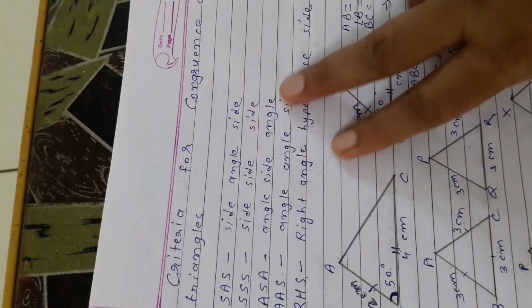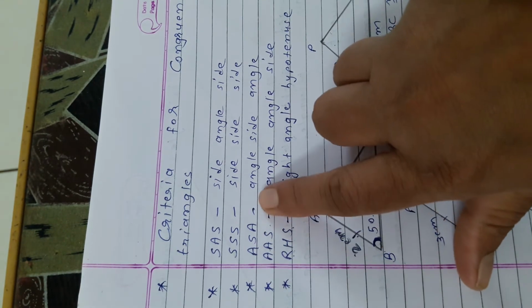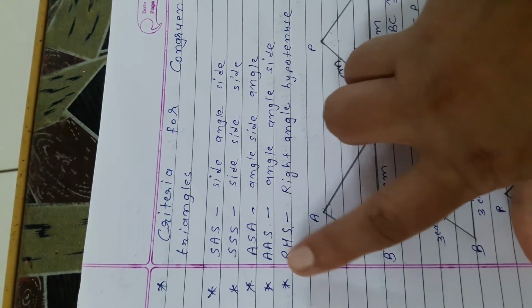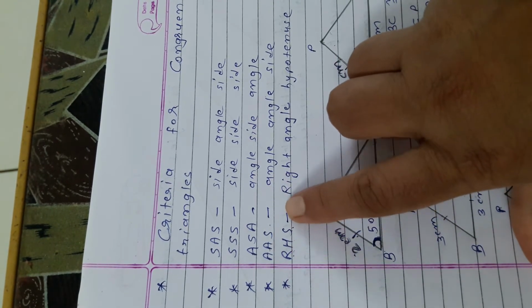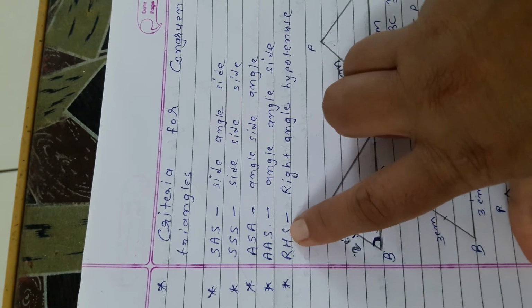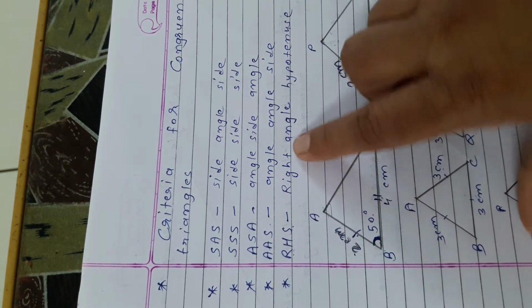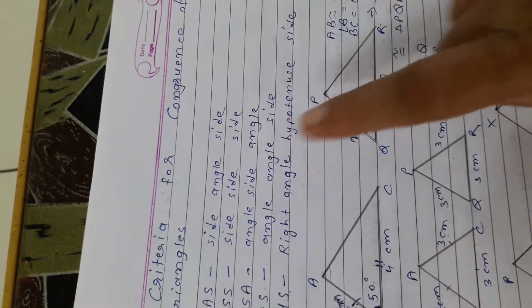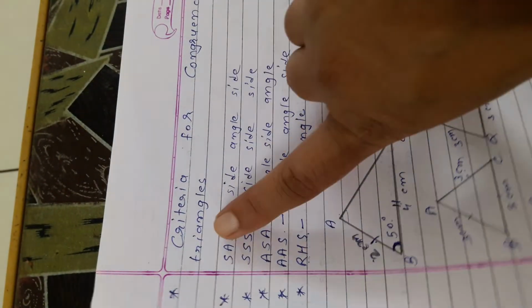So these are the important criteria, five criteria: SSS, side angle side (SAS), ASA, angle side angle, AAS, and RHS. R is right angle, H is hypotenuse, and S is side. So right angle, hypotenuse, side. These are the important criteria for the congruence of triangles.